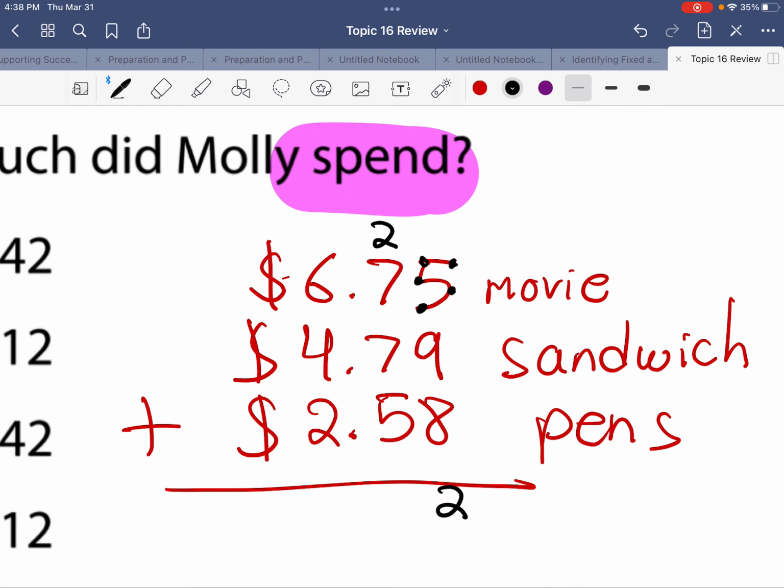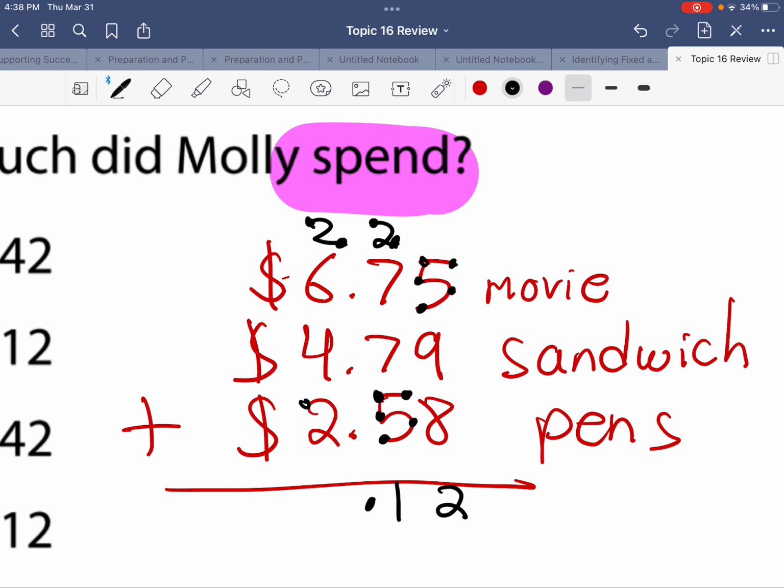Okay, 7 plus 7 is 14. 15, 16, 17, 18, 19, 20, 21. Carry my 2, drop my 1, drop my decimal. 6 plus 4 is 10.